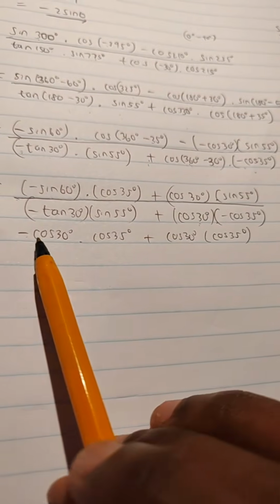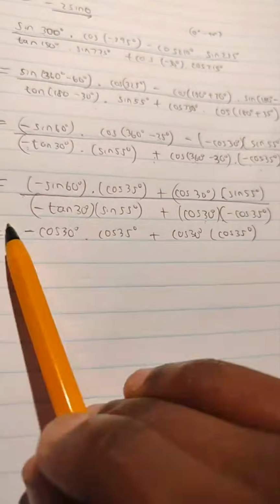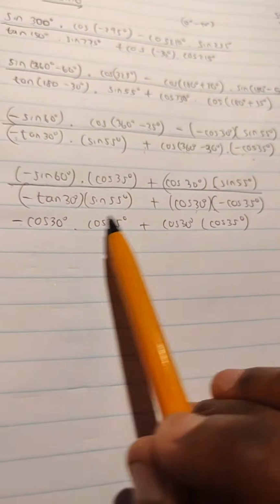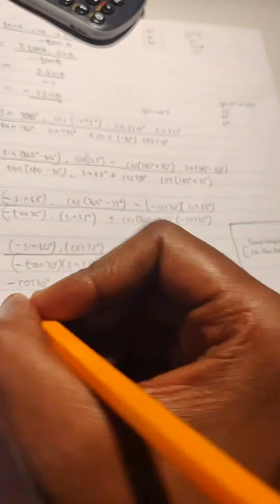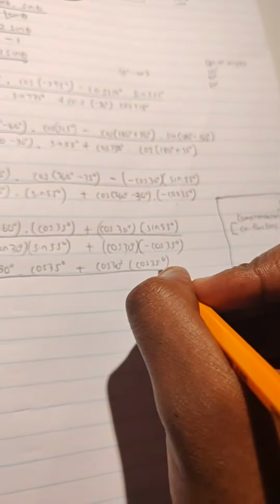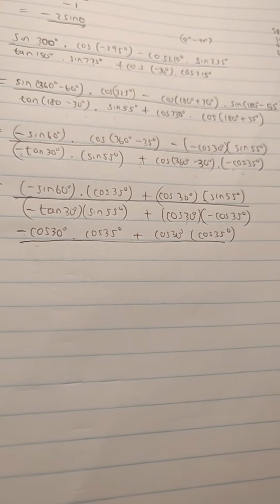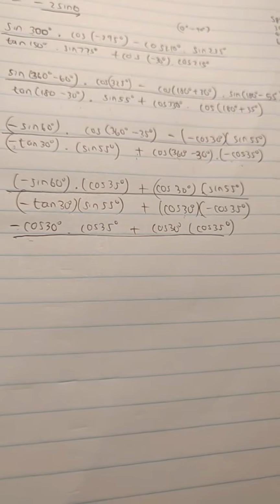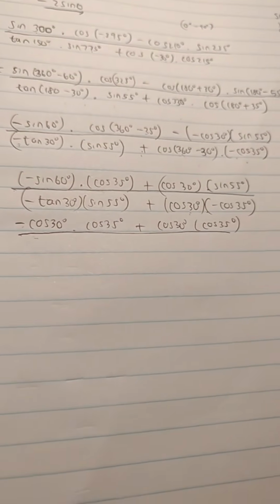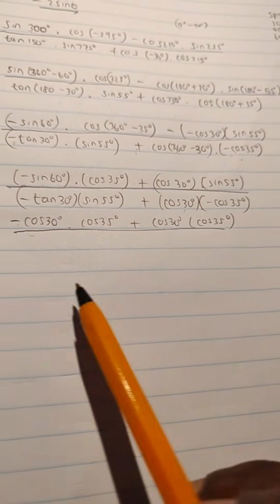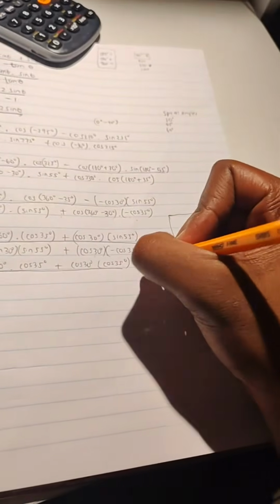Then what do you notice? This is a negative of this plus a positive of that. What is a negative plus a positive of that? I hope you can see what you should be seeing, guys. Yeah, exactly. That will be 0.